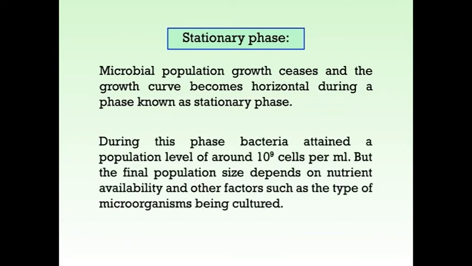During this phase, that is the stationary phase, bacteria attain a population level of around 10 to the power 9 cells per ml. But the final population size depends on nutrient availability and other factors such as the type of microorganism being cultured. During this phase, the total number of viable microorganisms remains constant. This may result from a balance between cell division and cell death, or the population may simply cease to divide though they remain metabolically active.